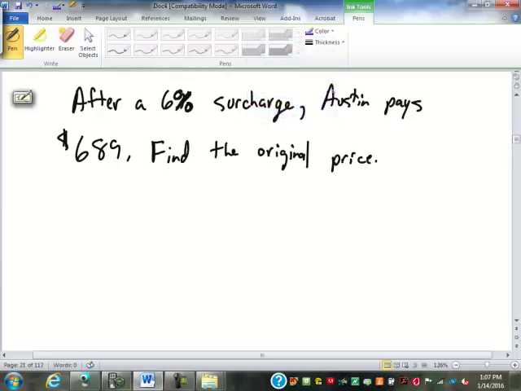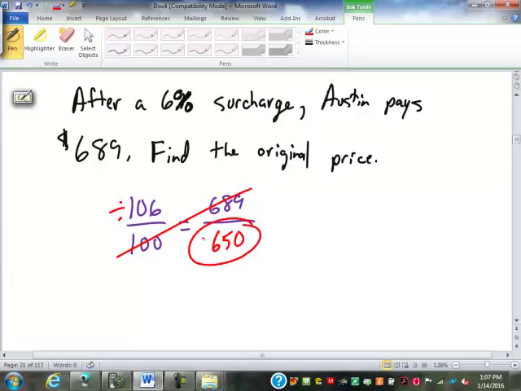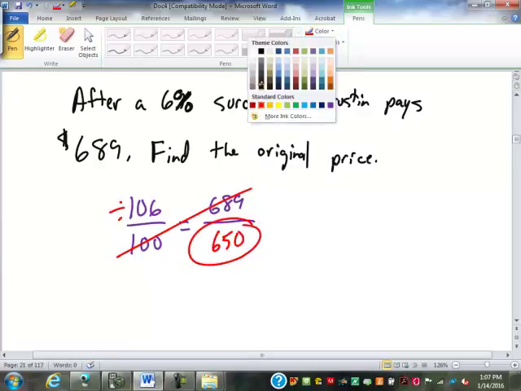So now in this case, are we using 94%? No, why not? Because this was added on to the full amount. That's 100% plus 6% more is 106%. So the 689 is after the increase, so it does go with the 106. We cross multiply and divide, what do we get here? 650. Good job. How many of you had 650?